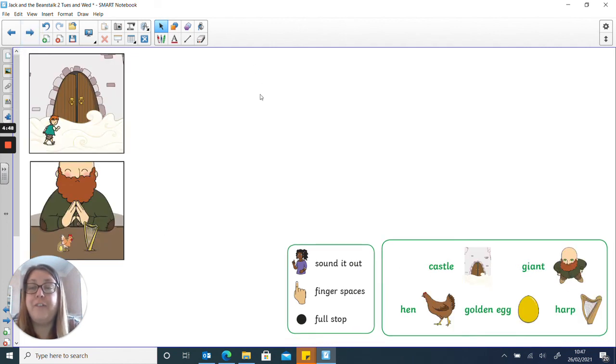And then we've got our final two pictures for today. So again, we've got new words. So we've got castle, giant, hen. I'm sure you can all write hen, but we've put it on there anyway. Golden egg, and harp. So again, writing two sentences to match these pictures, capital letter at the beginning, finger spaces between words, full stop at the end, Fred talk your words you are not sure of, and nice, neat handwriting.